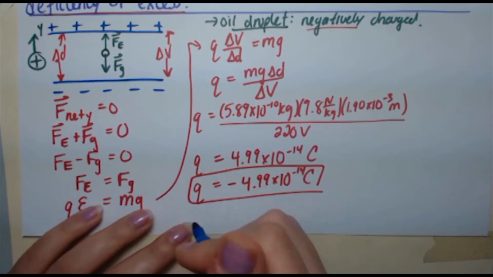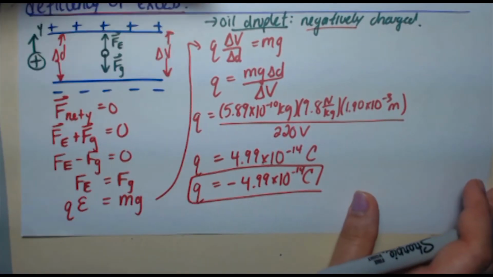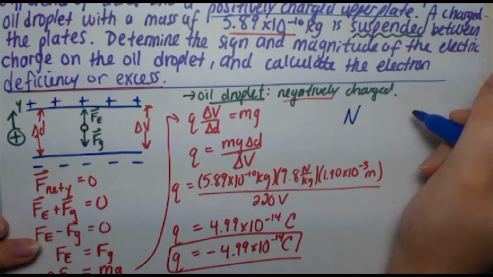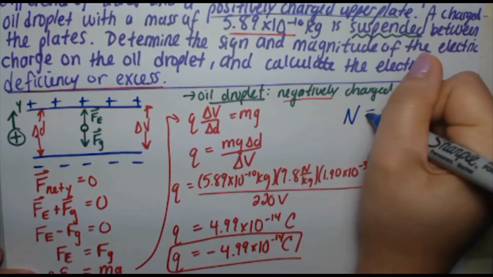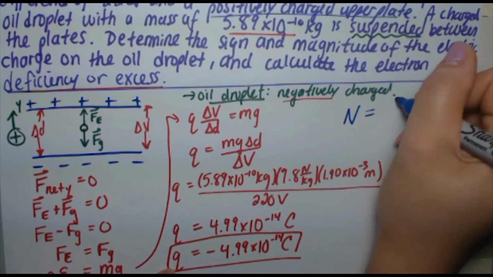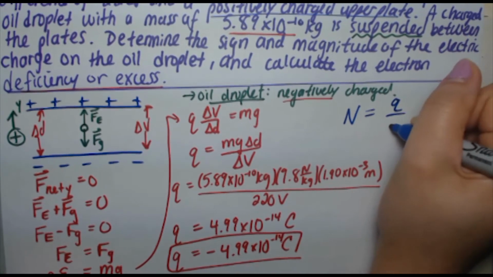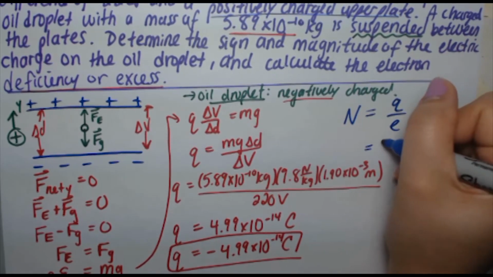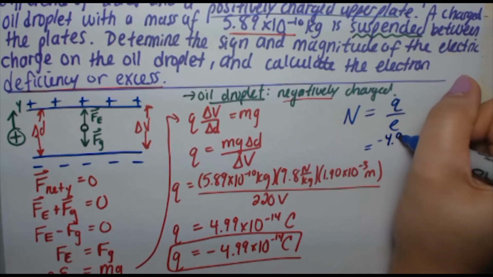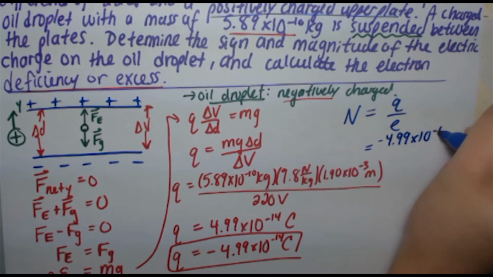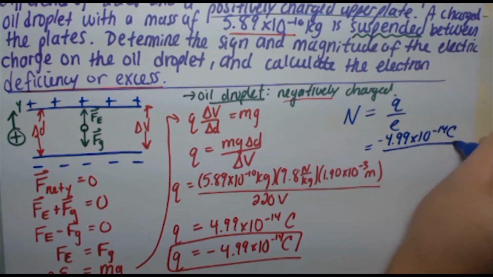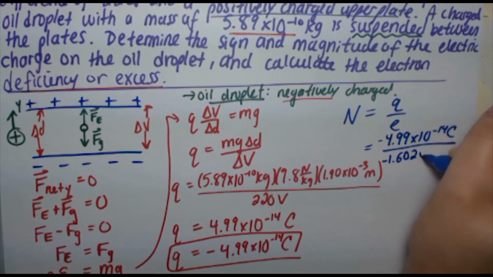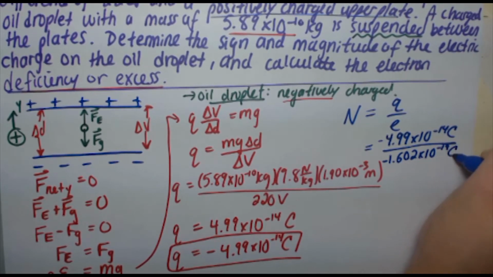Now, if I want to find out the electron deficiency or excess, that means I'm trying to figure out the number of electrons. And the number of electrons is just going to be, well, whatever total charge you have divided by the charge on one electron, right? It's just a logical formula. So I'm just going to go ahead and do that. Okay, so Q is minus 4.99 times 10 to the minus 14 coulombs. That's my total excess, divided by the charge of one electron, minus 1.602 times 10 to the minus 19 coulombs.